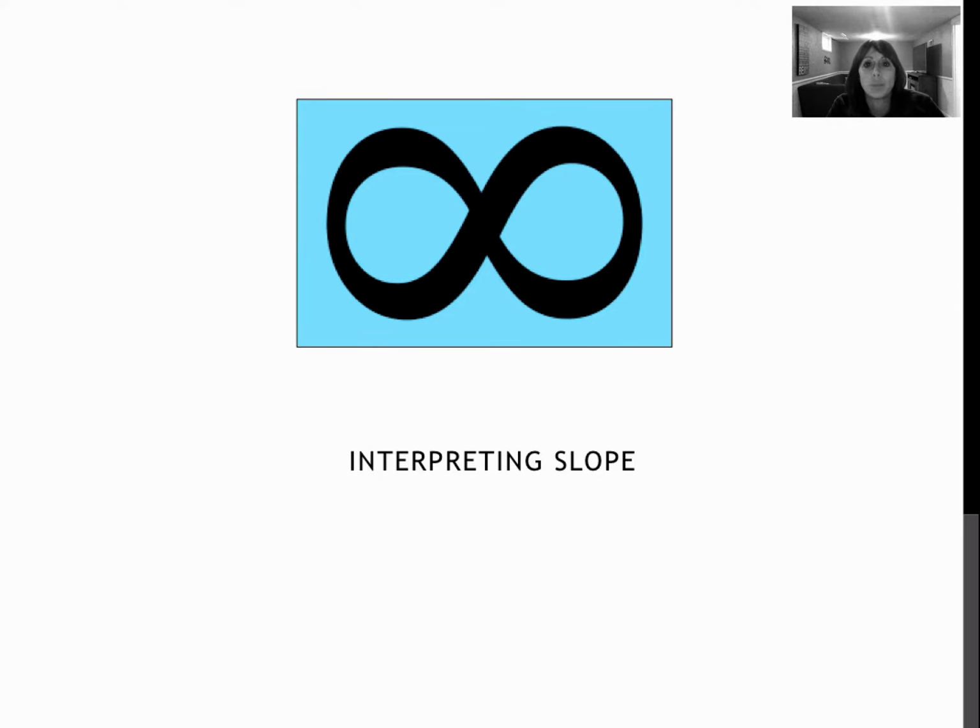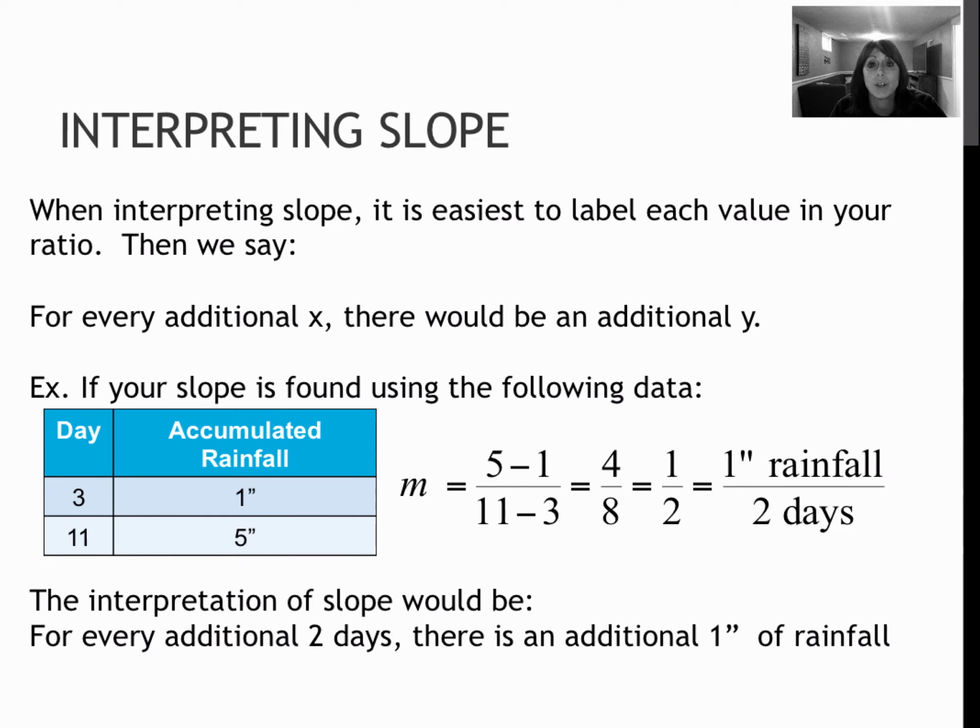Now we're going to interpret the slope. So what we're going to do is we're going to generally have a story problem of some sort where we're going to be asked to find the slope, and then we're going to talk about what that slope means in the context of the question. So looking at this first one, we'll come back to the interpretation in a moment.